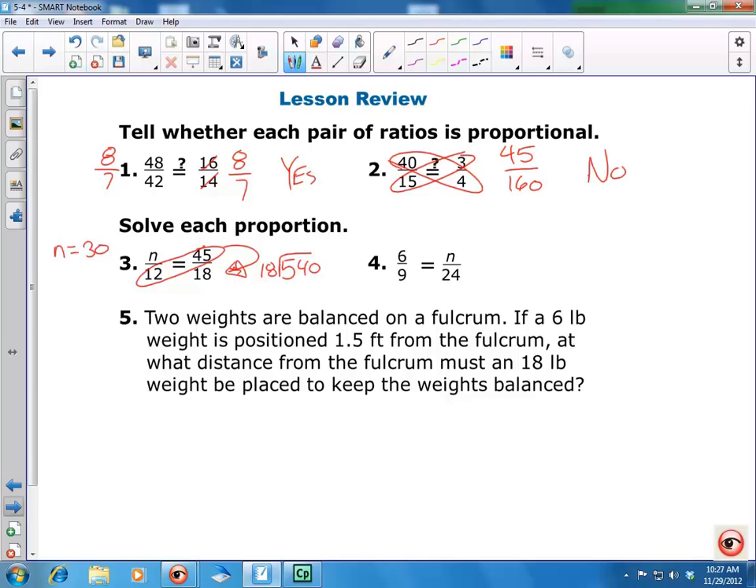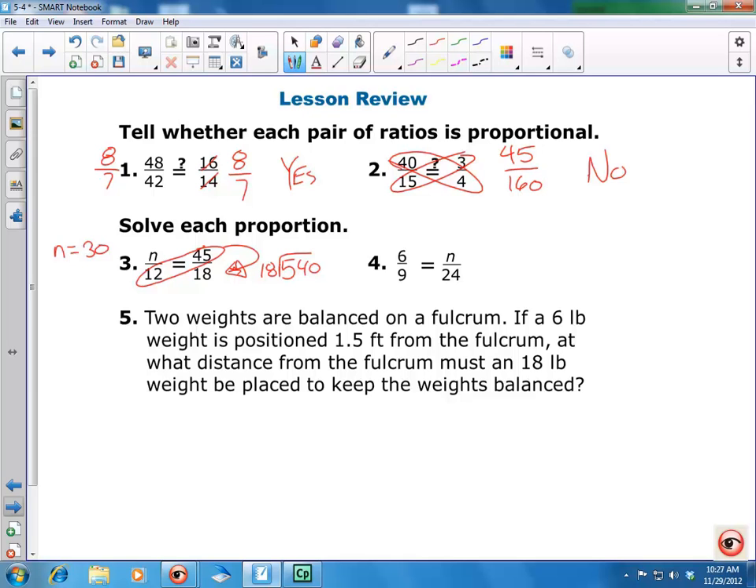Okay, you could, however, probably on this one reduce if you wanted to. You could say, 9 goes into 45 5 times, 9 goes into 18 2 times, 12 times 5 gives you 60. 60 divided by 2 gives you 30. You get the same answer.